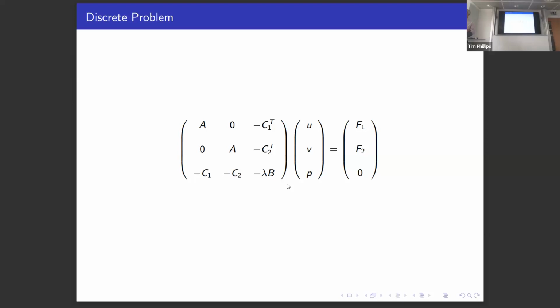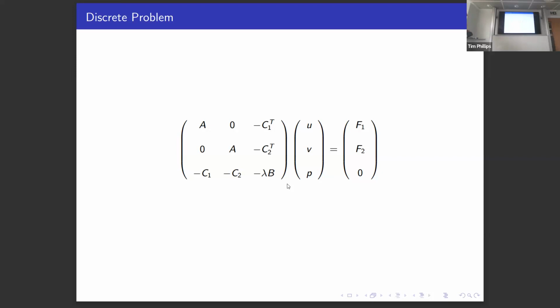I won't go through the detailed mechanics of forming or discretizing the weak formulation, but if you do, you arrive at this following discrete problem. The first row is just the discretization of the first component of the momentum equation, second row, second component, and the final row is the discretization of the revised mass equation. So this is the system of equations that we want to solve.